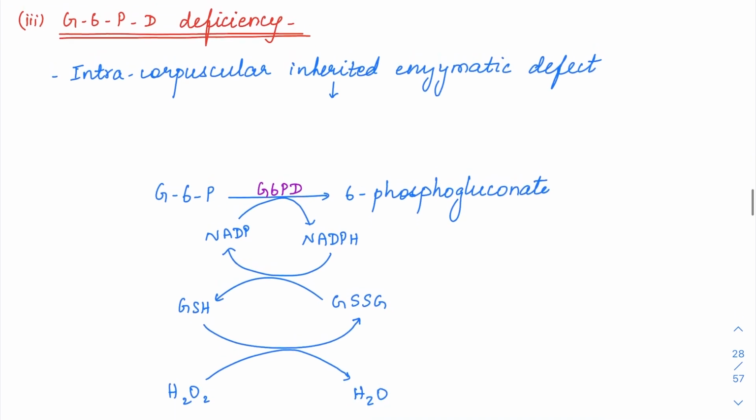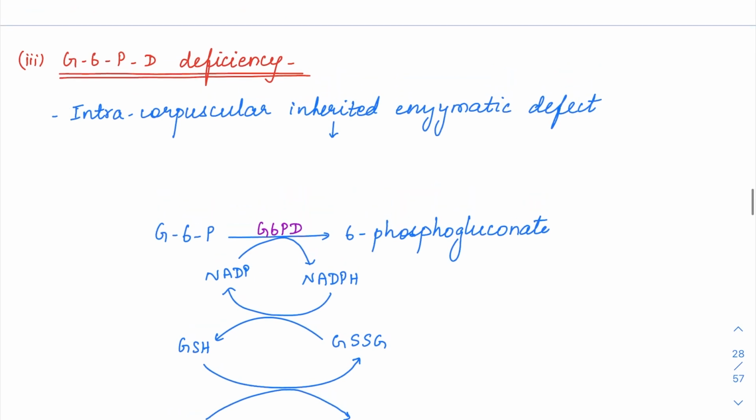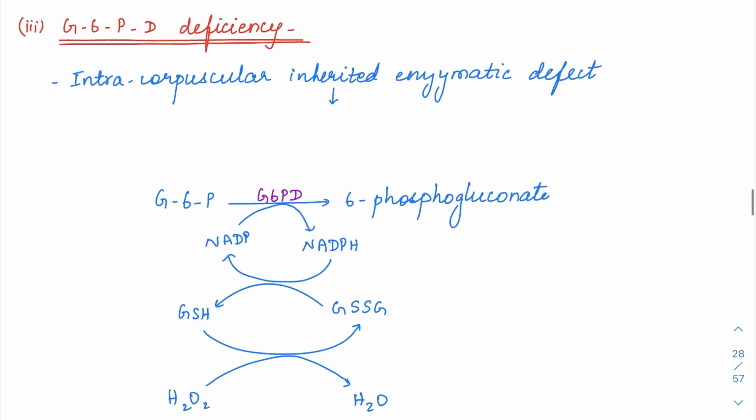So the next hemolytic anemia will be G6PD deficiency. G6PD is actually involved in glucose metabolism. This enzyme, glucose 6-phosphate dehydrogenase. So this is again an intracorpuscular defect only, an inherited intracorpuscular defect, but it is an enzymatic defect. Till now we had seen the membrane defects. Next we are going on to the enzyme defects. This is inherited as an X-linked recessive disorder.